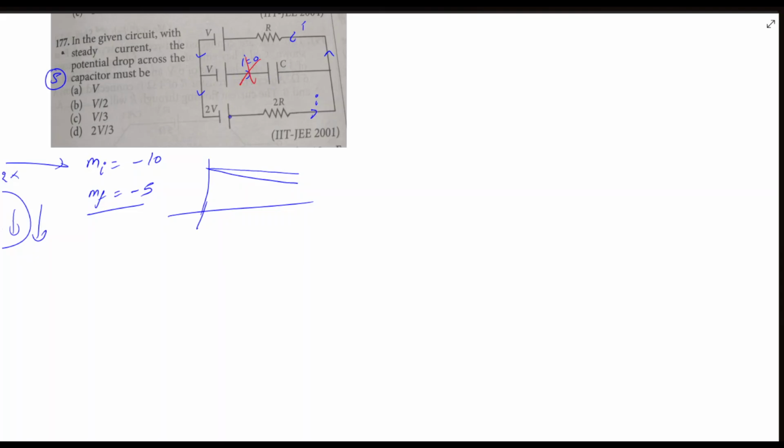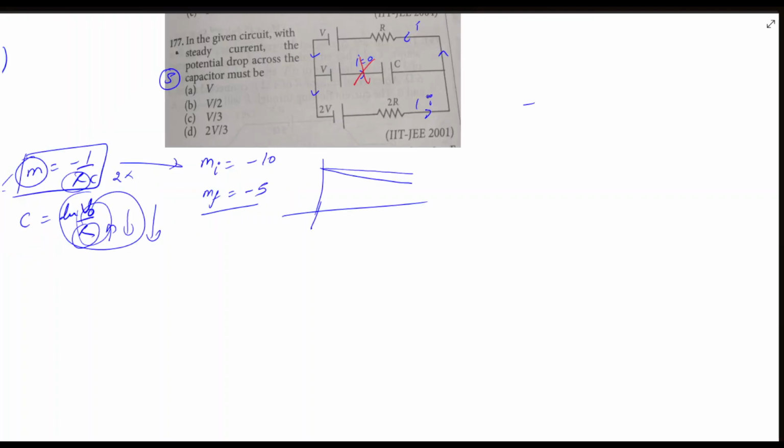So if you use Kirchhoff's law, we'll get plus 2 minus I into 2R, and this will be minus I into R, and this will be minus 1 equals to 0, right? So we will get minus 3IR equals to minus 1, that is 2 minus 1. So we'll get I as 1 by 3R. Here we'll just write 2V minus V, so this will be V. So current will be V by 3R.